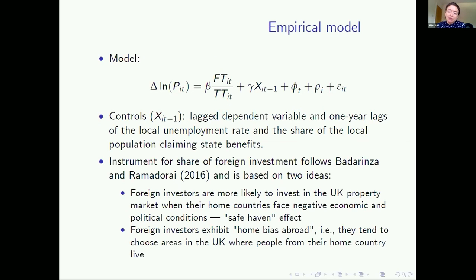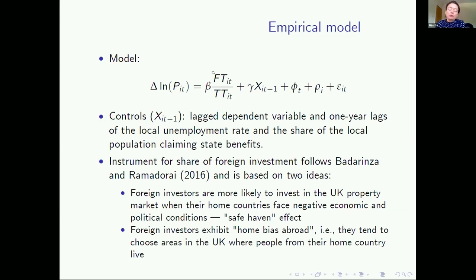I have a lagged dependent variable, and I have controls like the unemployment rate and the share of the local population claiming state benefits to control for the local economic conditions of these local authorities. They are introduced with a 1 year lag, and I have year fixed effects and local authority fixed effects. Now, if I run this regression, I will have an endogeneity problem: I don't know the direction of causality.